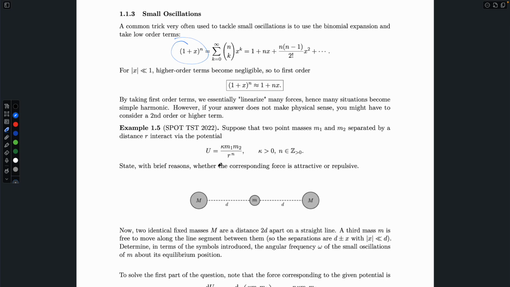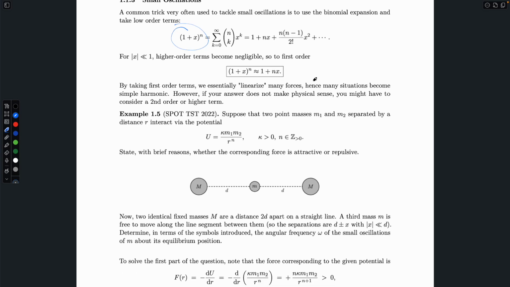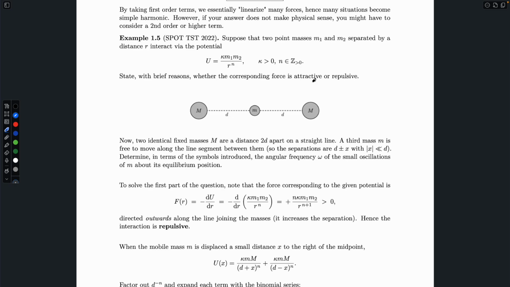And the reason this is useful is because we linearize many forces. As you can see, this is linearly proportional to x. Even though the relationship might be (1 + x)^3, it will become linear, 1 + nx, by doing a small approximation. So let's do a very simple, not very simple, but let's do a useful example. This is from the National Team Selection Test in 2022, but it's actually not that hard.